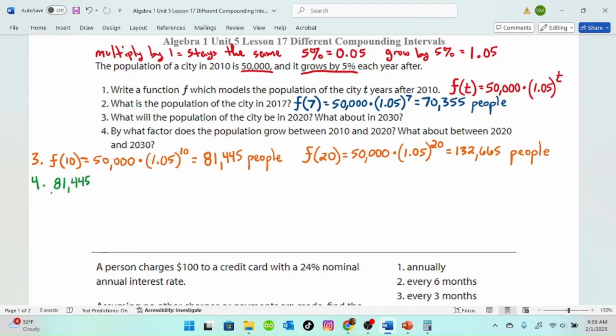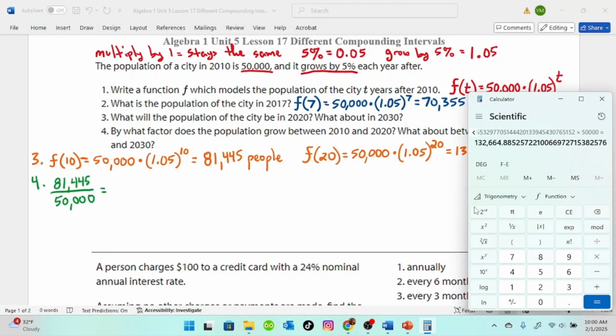81,445 people divided by 2010, the original population of 50,000. We put that into a calculator. 81,445 people divided by 50,000 people gives us a growth factor of approximately 1.6.